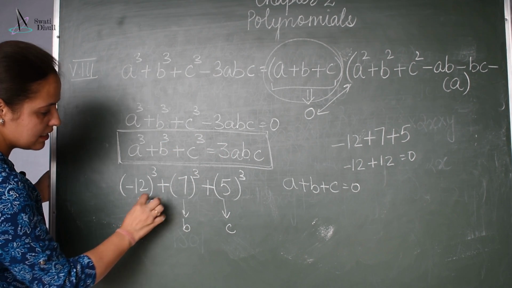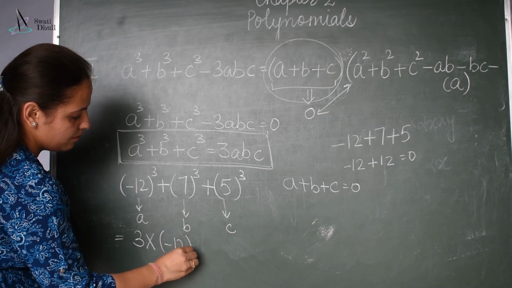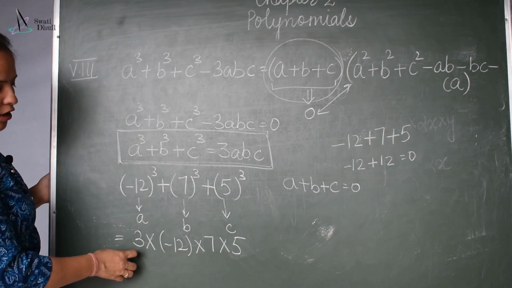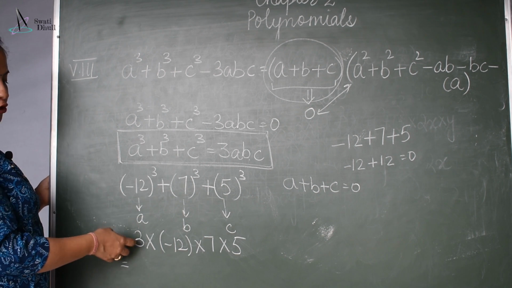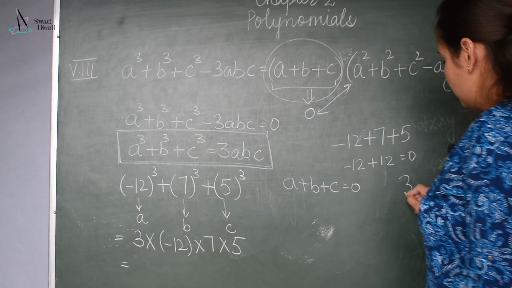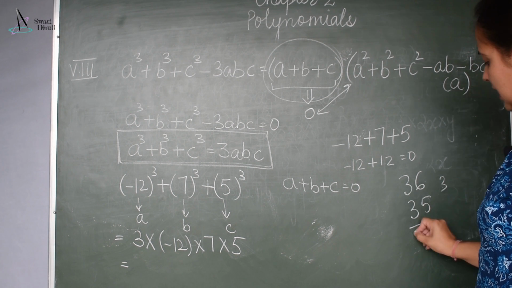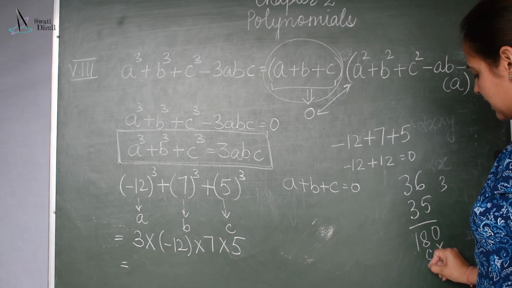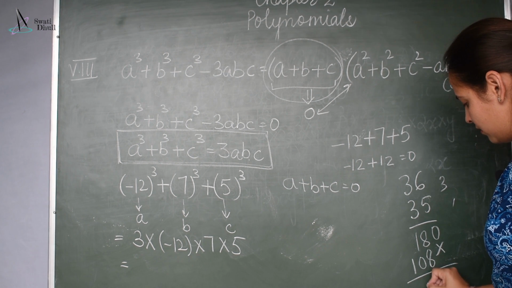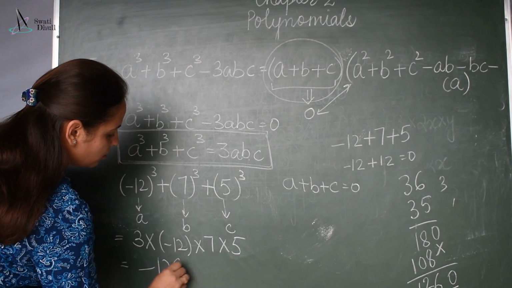So I can write it as 3 into a is minus 12, b is 7 and c is 5. So I can find out the expression for it and I can multiply them. So 12 into 3 is 36 and 36 into 35. So 5 6s are 30, carry 3, 15, 18. 3 6s are 18, 3 3s are 9, plus 1 is 10. So what I am getting is carry 2. So 1260. So I can write it as minus 1260.